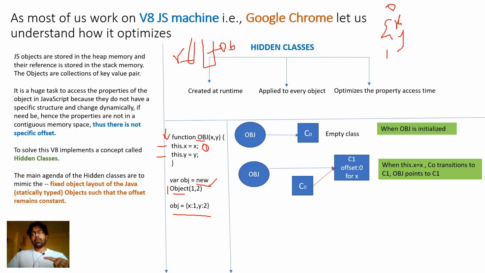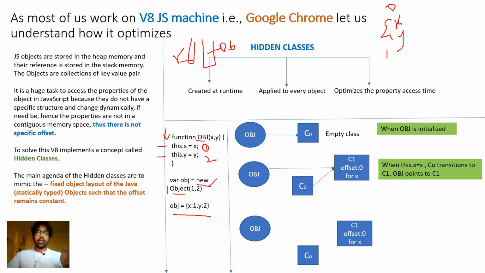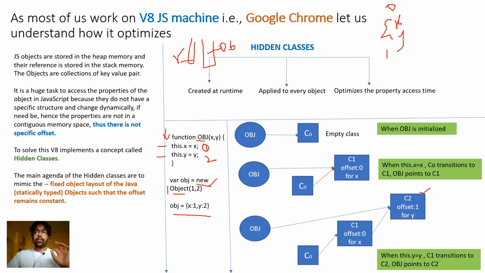This is a new class C1, which has transitioned from C0, and the object now will point to the new class C1. Now when we come to this line, this.y equals y, another class is made, and this is a transition from C1. So C0 and C1 are already there with offset of 0 for X, and a new offset 1 is added to that object where the value is y. So C2 is the new class which has been added to the object. The object will be pointing to C2 now, and this becomes the final hidden class.